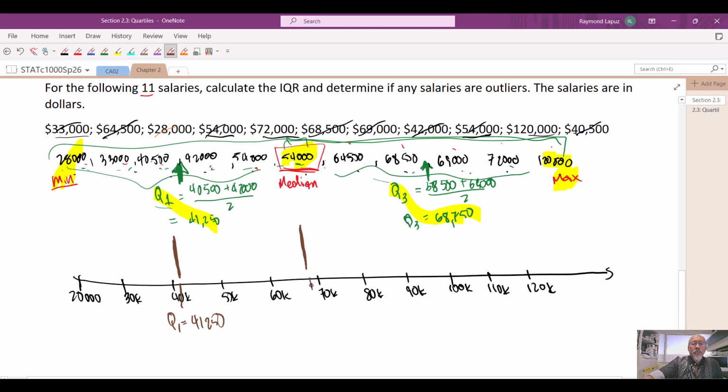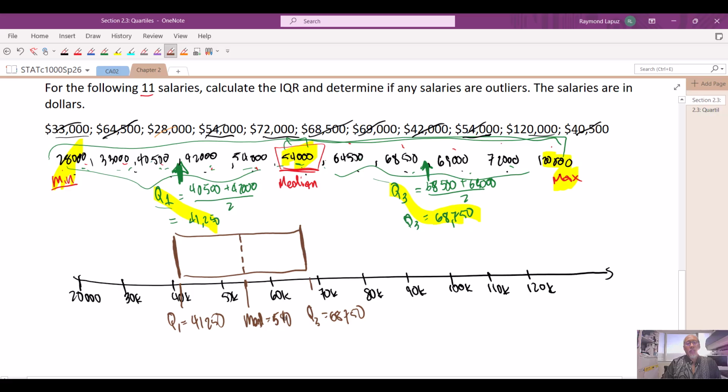This is your Q3, which is 68,750. And then from there you can draw your box. So this is the box part of the box plot. Let's find the median. The median is 54,000, so about halfway between 50 and 60K, a little bit less than half. And you can draw a straight line or a dotted line to represent the median. So the median is going to be 54K.